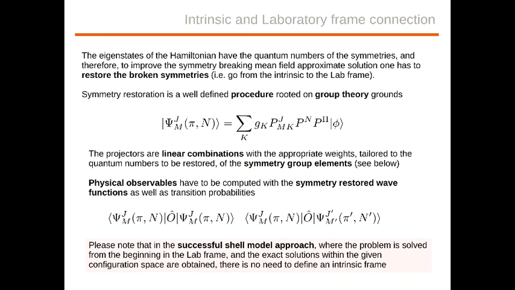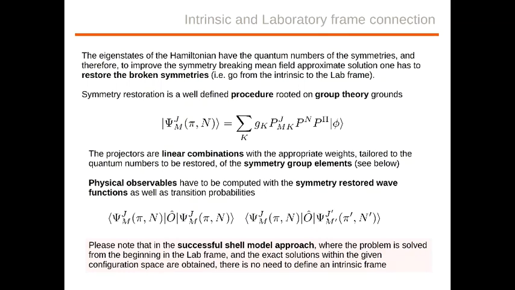The mean field approximation that is grasping a lot of correlations in the wave function of the nucleus is not having the proper quantum numbers because the symmetry is broken. So in order to go from one picture to the other picture, we have to restore the broken symmetries. And to restore the broken symmetries, we use a procedure that is rooted in group theory, right? We will see an example later on if I have time to discuss parity restoration.